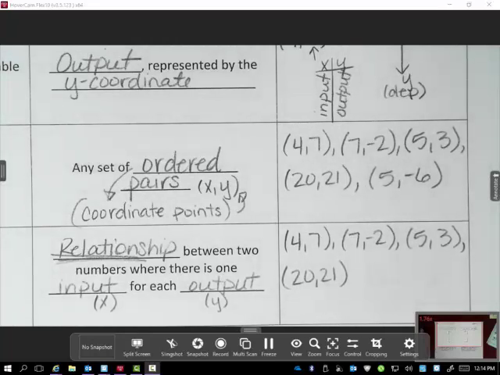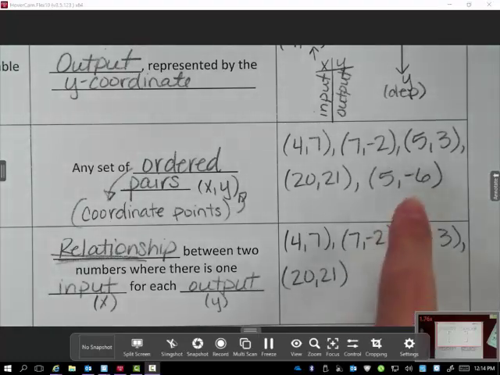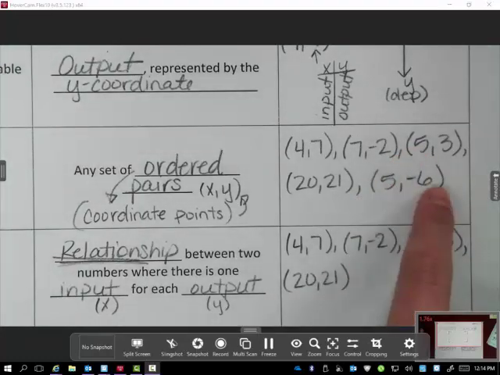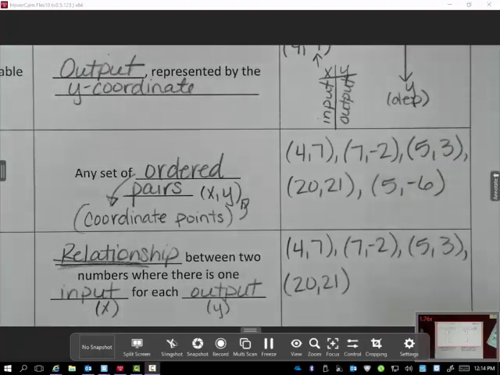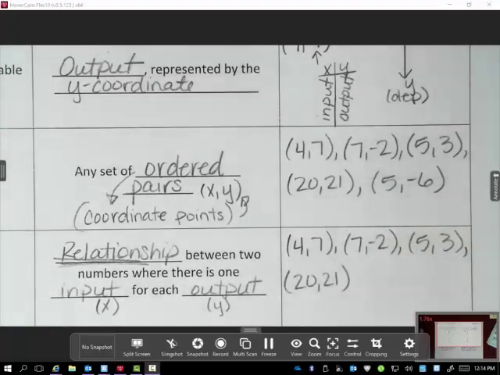Okay, what's the X value there, guys? The X is on the last one. It's 5. Okay, do you see that X value somewhere else? Yes. Where else do you see it? 5, 3. Okay. So it's not the same. All right, so do you see how there are the same inputs with different outputs? So that would have to be 5, -6 also.